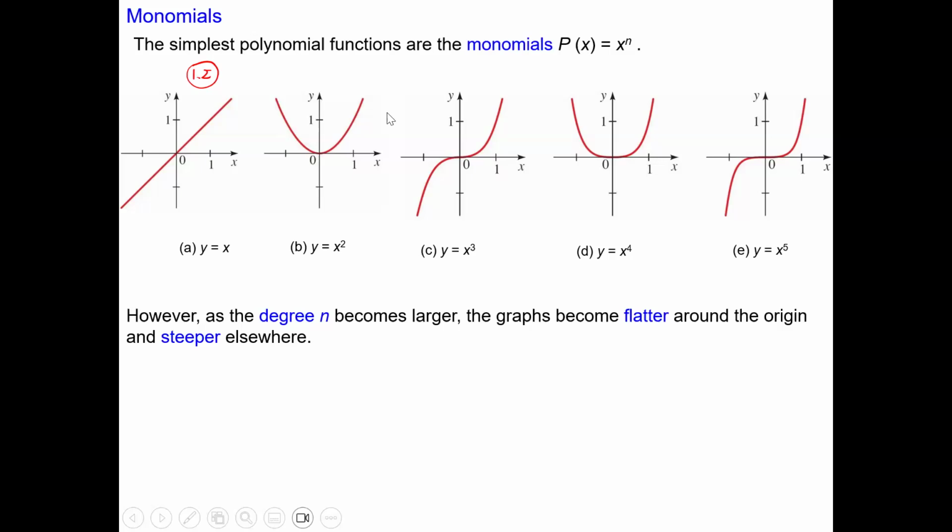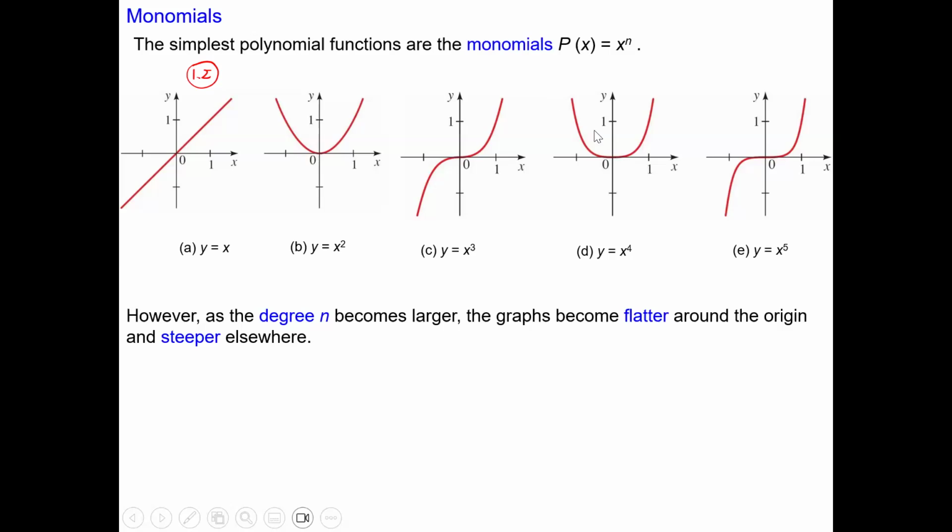And now, if we increase the degree, the exponent getting higher and higher, and we are only looking at the even numbers, like x to the power of 2, x to the power of 4, x to the power of 6, 8, and so on, all of these monomials, all of these functions will look like a parabola. We can see x squared, x to the power of 4. However, if the degree is getting higher, the graph is getting flatter around the 0, around the x-intercept.